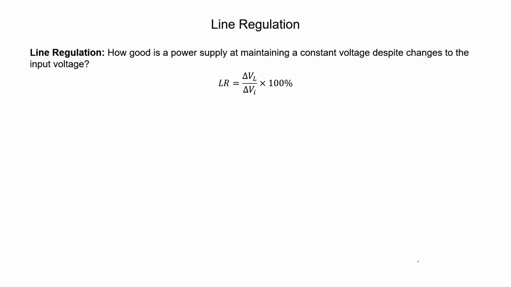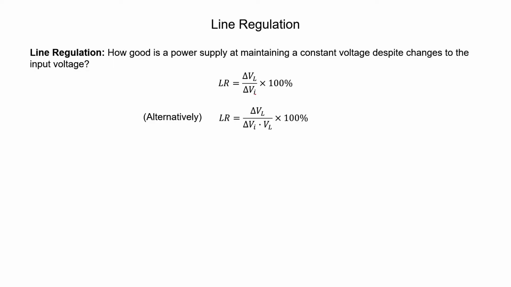Line regulation allows us to quantify how good a power supply is at maintaining a constant voltage despite changes at the input side. We can express it as a percentage. It's just the ratio of change in the load voltage to a change in the line voltage. Smaller is better because you want the load voltage to just be constant, to not change at all, even though your line voltage might be fluctuating. Sometimes line regulation is also alternatively expressed in terms of a percentage per volt, where there's the load voltage down here in the denominator. Let me show you an example.